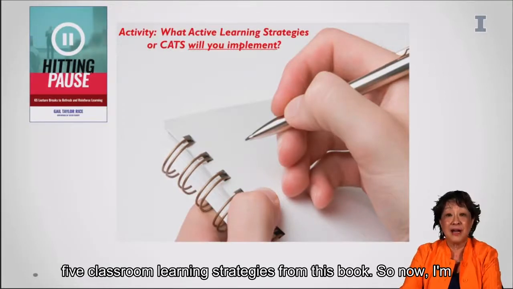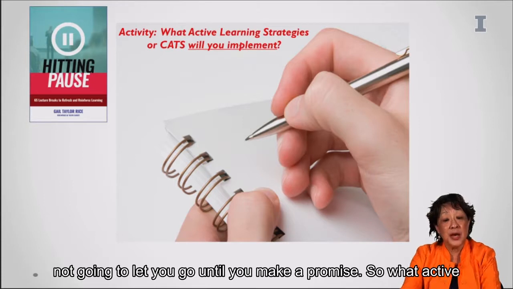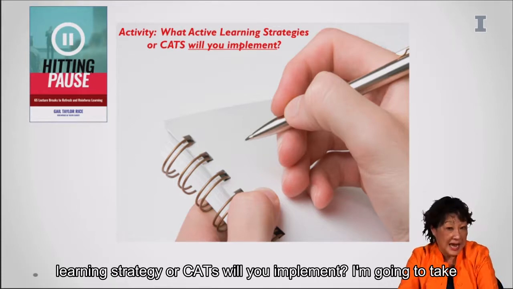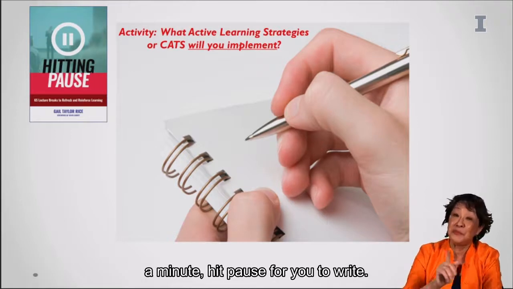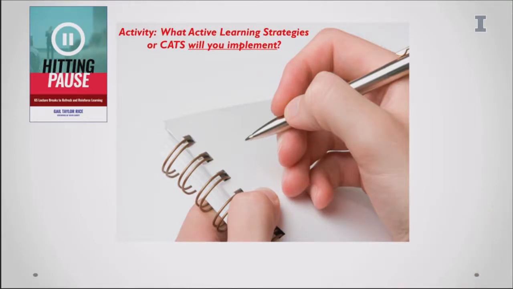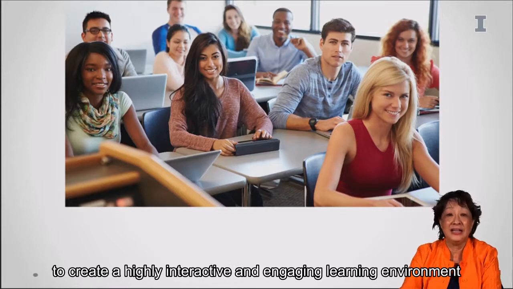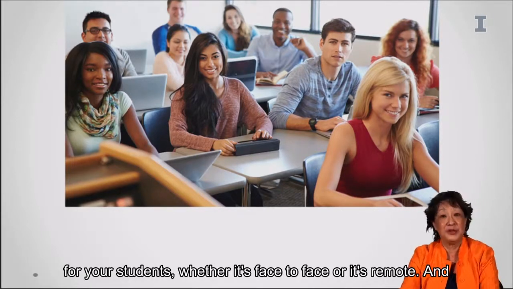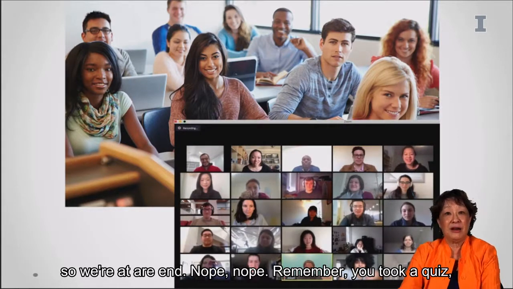So now, I'm not going to let you go until you make a promise. What active learning strategy or CATs will you implement? I'm going to take a minute, hit pause for you to write. Now, you're on your way to create a highly interactive and engaging learning environment for your students, whether it's face-to-face or remote. And so we're at our end.